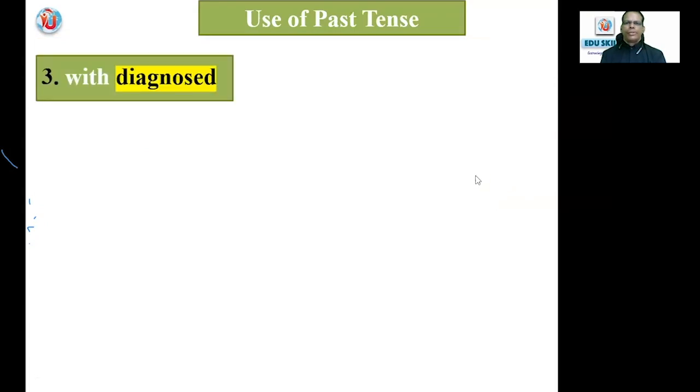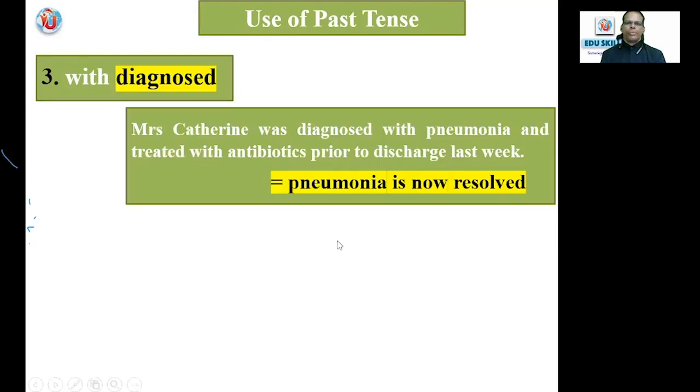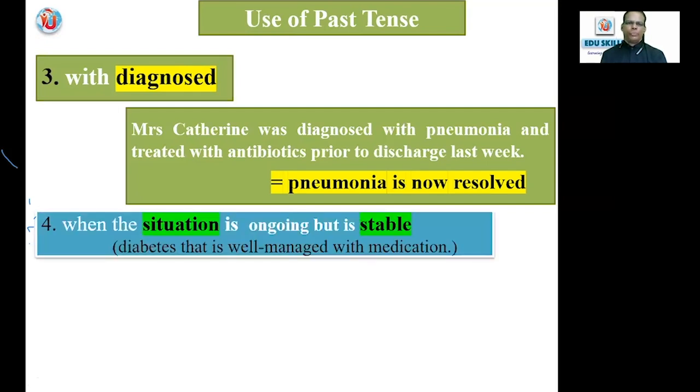Use of simple past tense with diagnosis. Okay, how do you use? Mrs. Catherine was diagnosed with pneumonia and treated with antibiotics prior to discharge last week. Pneumonia is now resolved. She was diagnosed and treated, started and completed in the past. There is no connection to the present.